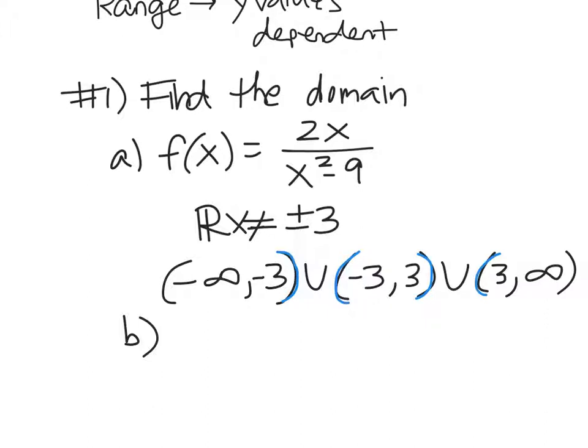All right, letter B. How about f of x equals the square root of x minus 7.